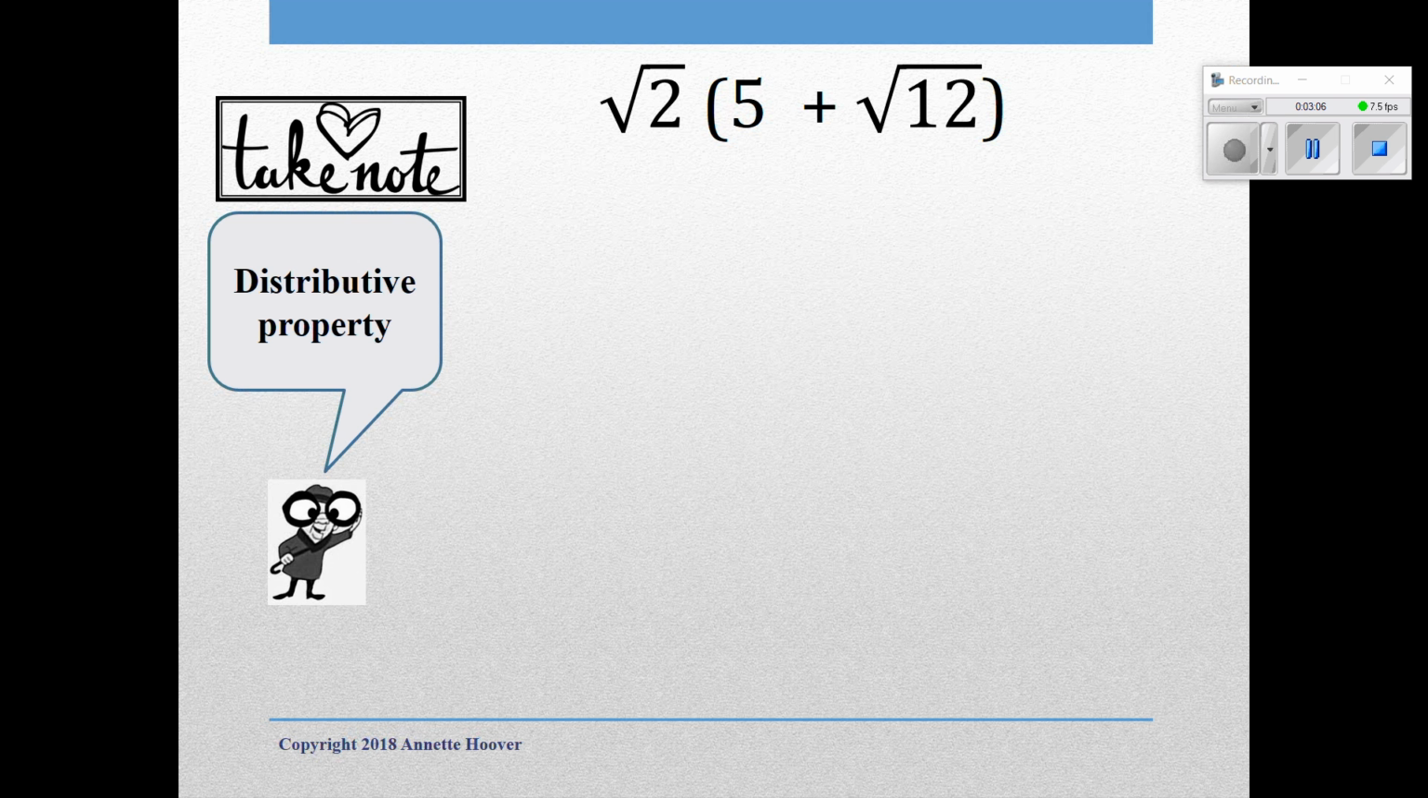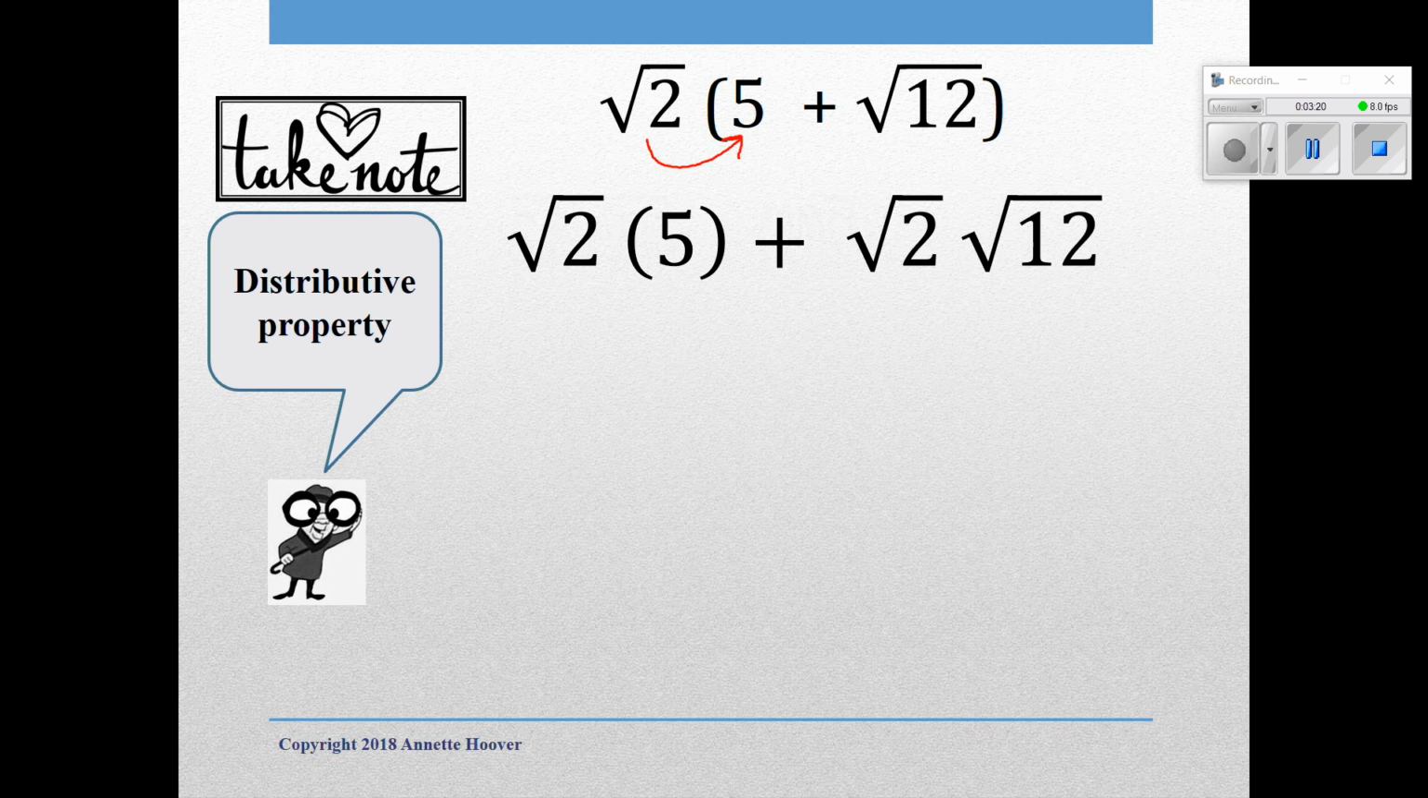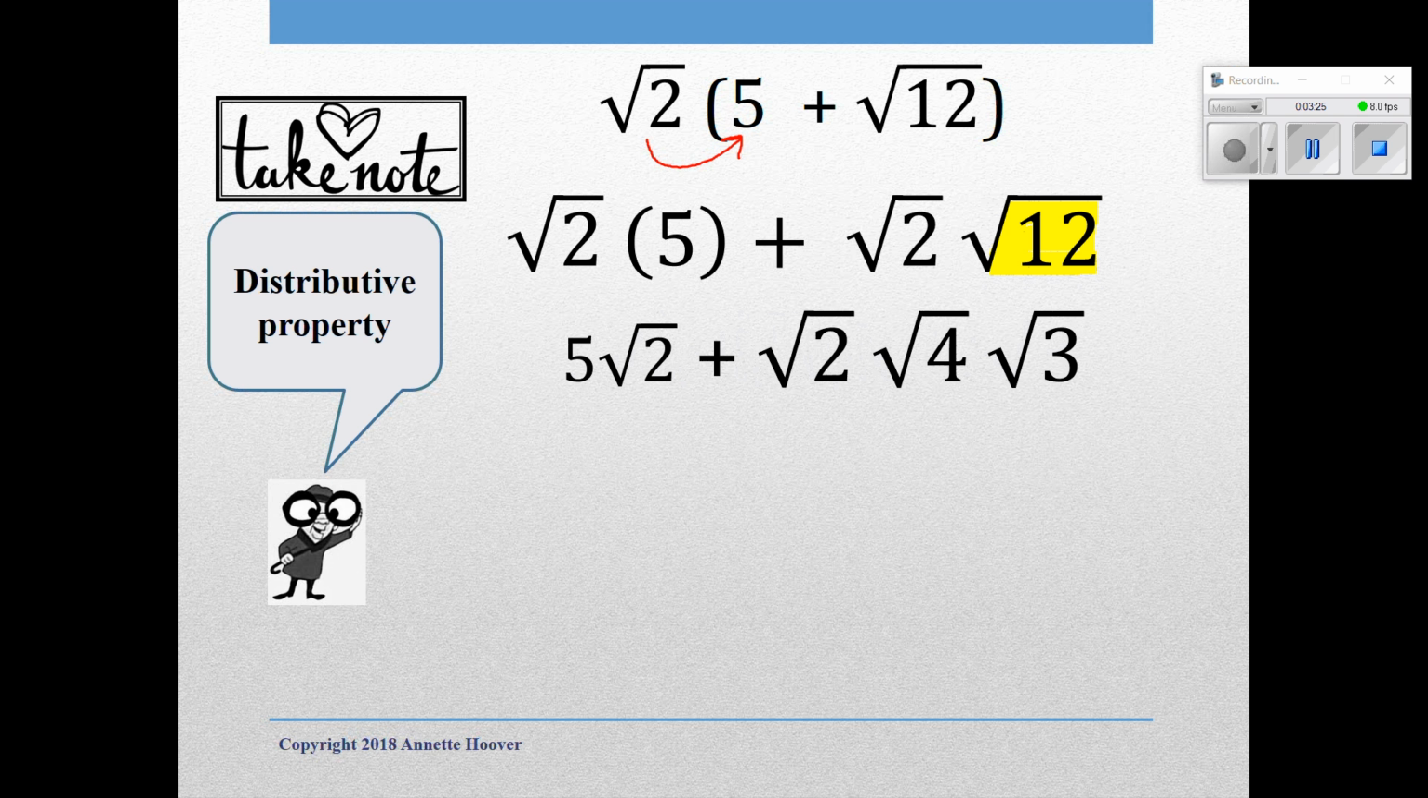When you have one term multiplied by two terms, we have to do the distributive property. So first we want to do the square root of 2 times 5, which would be 5 root 2. And then we have the square root of 2 times the square root of 12. When we multiply those, we have 5 root 2. And then I can break the 12 down into two factors. 4 times 3. 4 times 3 results in 12. 4 is a perfect square. So now I can take the square root of 4, which is 2.